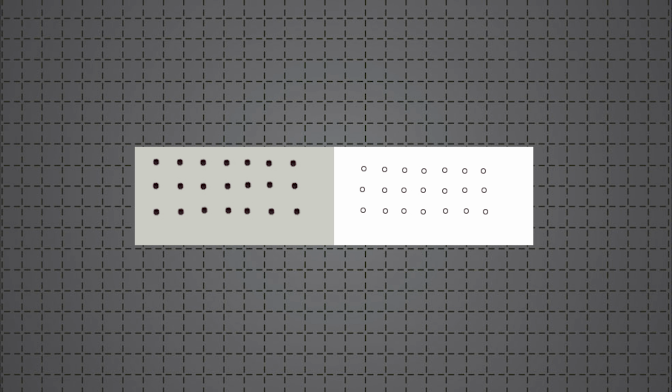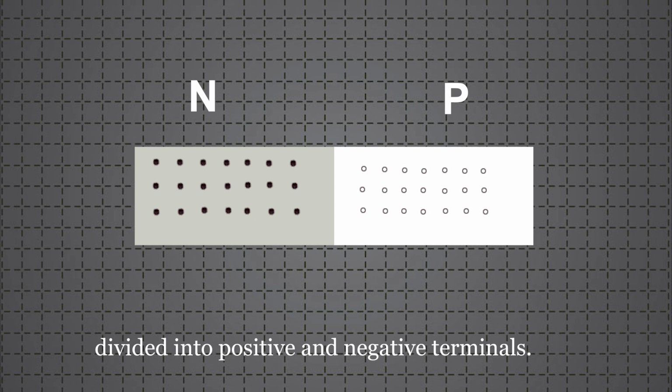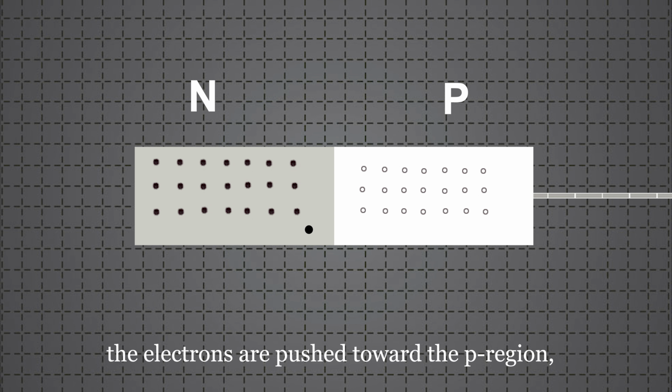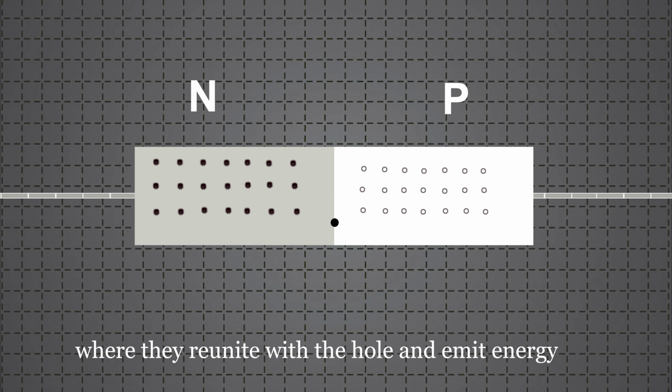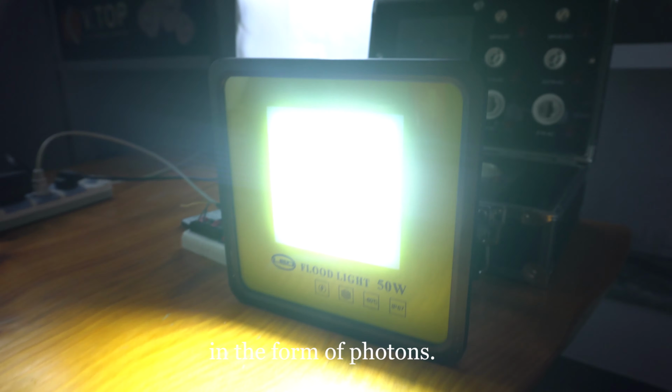At the core of an LED is a piece of semiconductor divided into positive and negative terminals. When current is applied to the chip through the wire, the electrons are pushed towards the P region, where they reunite with the holes and emit energy in the form of photons.